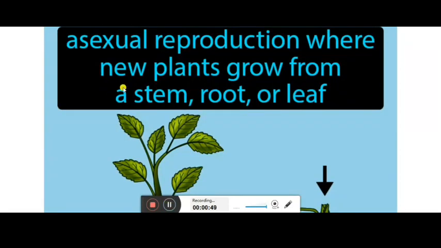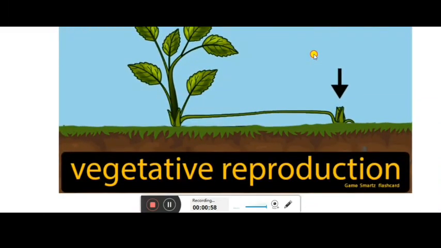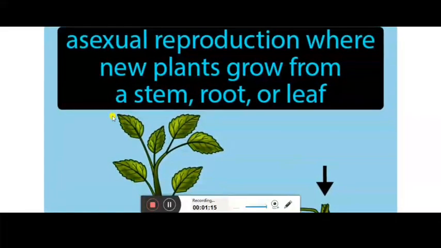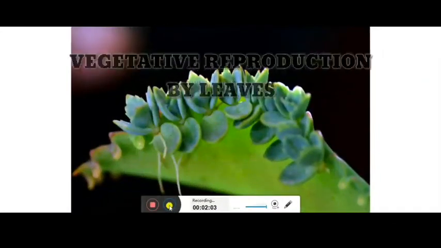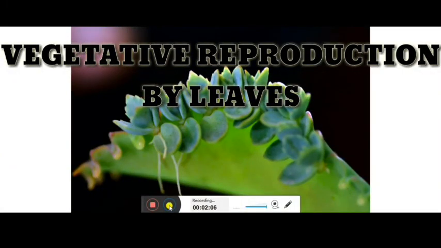Now children, asexual reproduction where the new plants grow from a stem, root or leaf is called vegetative reproduction. Okay, so vegetative reproduction is that kind of reproduction in which the vegetative part of the plant will give rise to a new plant. So what are the vegetative parts? That is the stem, root and the leaves, whereas the reproductive parts are fruits, flowers and the seed. First we will talk about the vegetative reproduction by leaves.